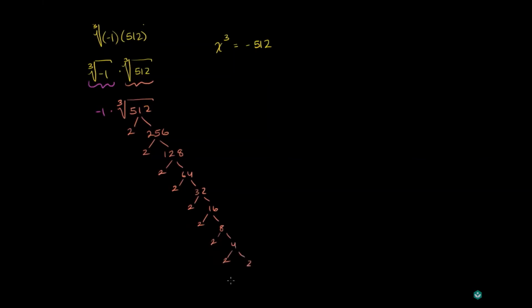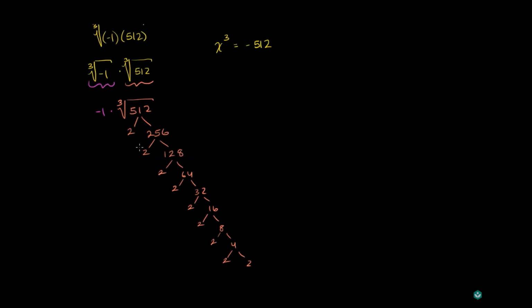So we got a lot of 2's if you multiply them. So essentially, if you multiply 2 by itself 9 times, you're going to get 512, or 2 to the 9th power is 512. And that by itself should give you a clue of what the cube root is.